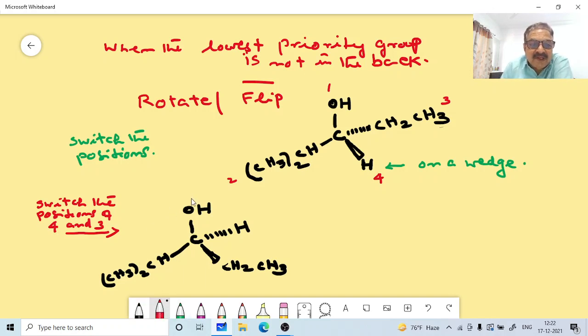The same procedure. Here this is 1. Okay, this is 4 only. That we don't have to bother about. Behind the plane now it has gone. Now this is 3, CH2CH3. Then this will be 2 here. Okay, now you have to trace the circle.